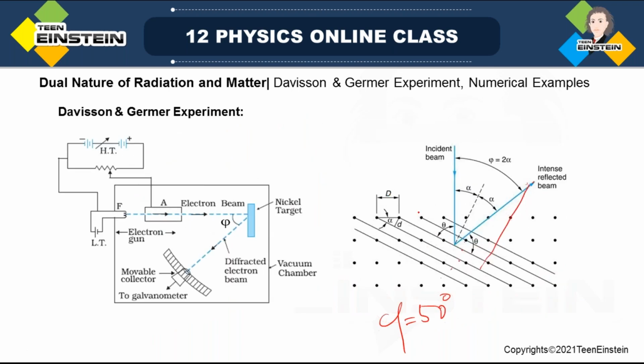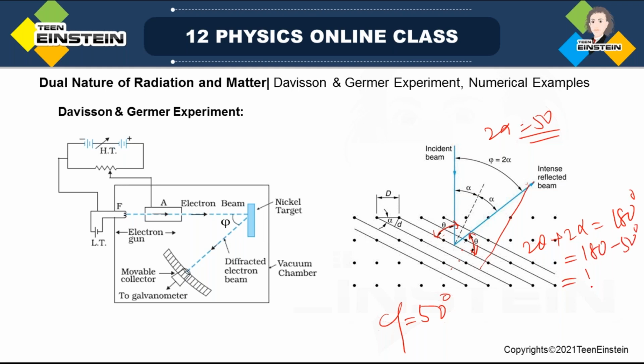So this glancing angle we had been taking as theta, right? This is the glancing angle. Now we have seen 2 alpha is 50 degree. And see, this is also theta, the angle made by the scattered ray with the plane. So 2 theta plus 2 alpha is equal to 180 degree, and 2 alpha is actually 50 degree.